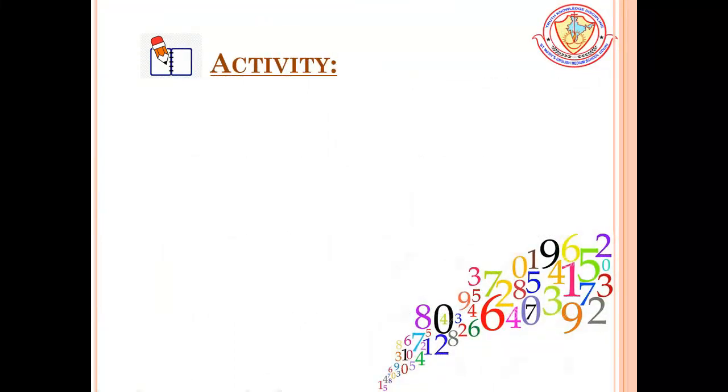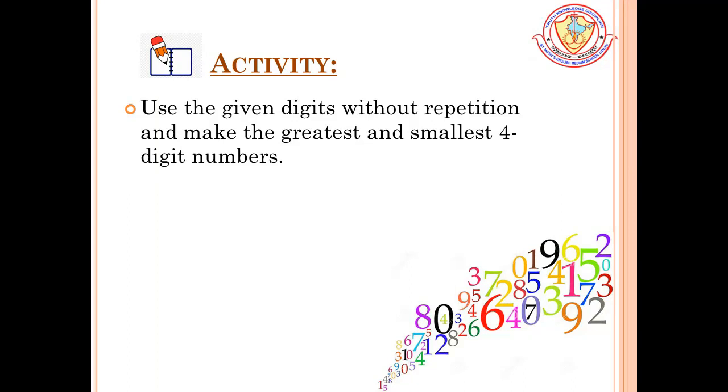Here is an activity for you where you have to use the given digits. Without repeating the digit, you have to form the greatest and the smallest 4-digit number. So the first one, where the digits are 5, 4, 8, 0. You have to use the digits and you have to form the greatest number. What will be the greatest number here? 8540.